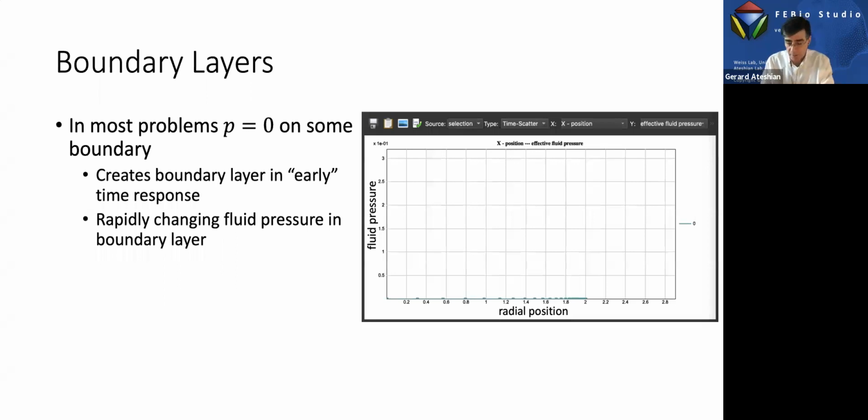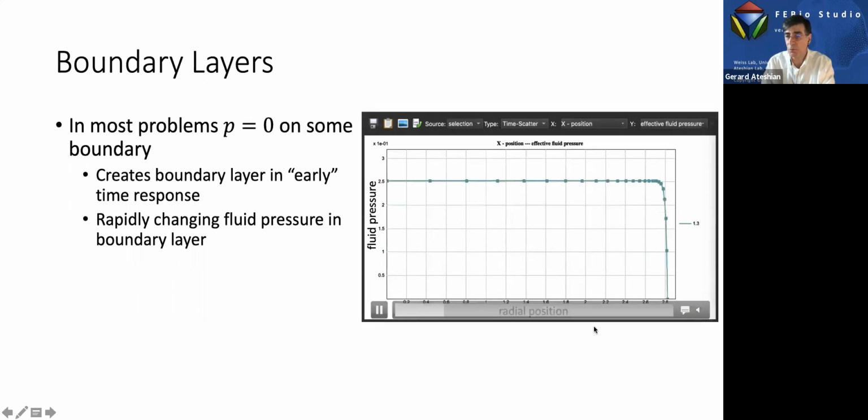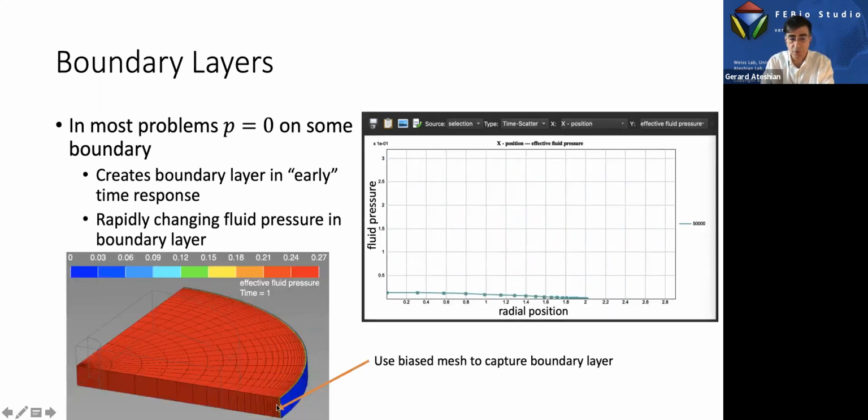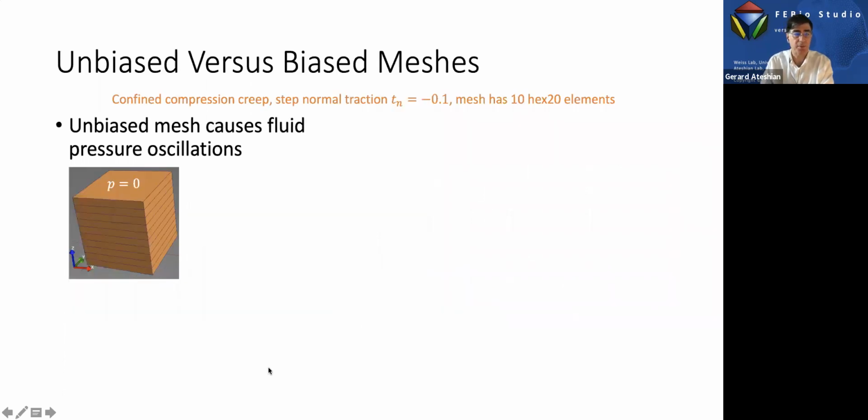Okay, so I mentioned boundary layers a moment ago when I displayed that particular unconfined compression result. This is the fluid pressure when you actually meshed. And you can see the boundary layer is this region here, this narrow region where the fluid pressure changes rapidly. Over time, the boundary layer disappears. But remember to use a biased mesh to capture the boundary layer. So we've talked about this.